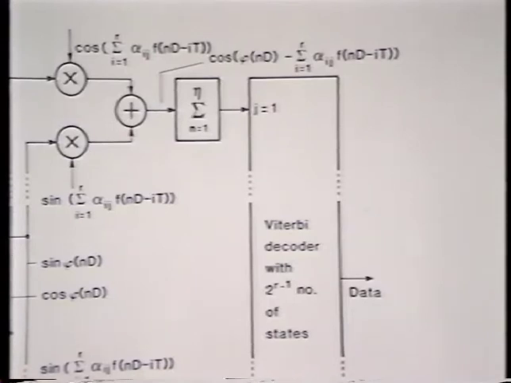The matched filter is implemented as shown here. Eta corresponds to the oversampling ratio and is for the practical implementation chosen to be 8. The Viterbi decoder continuously selects the winning and the best path through the trellis.